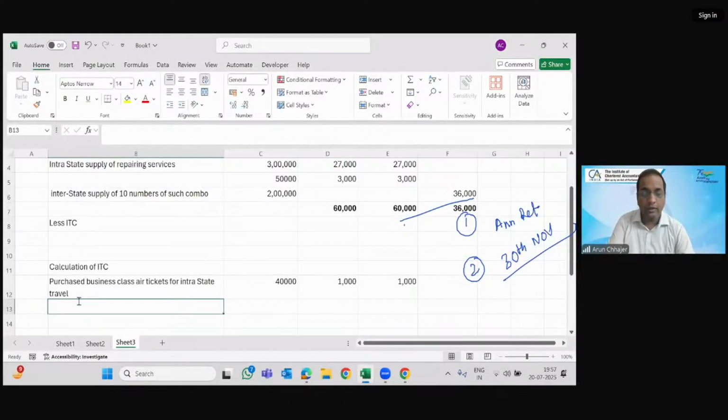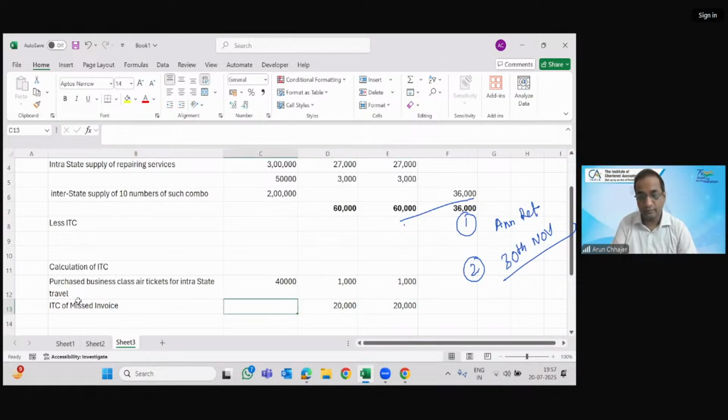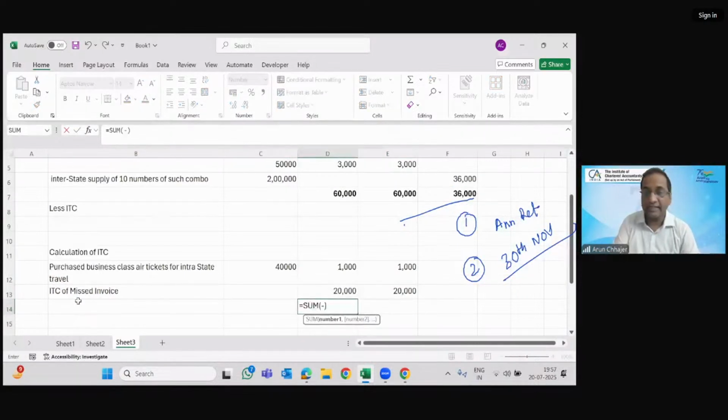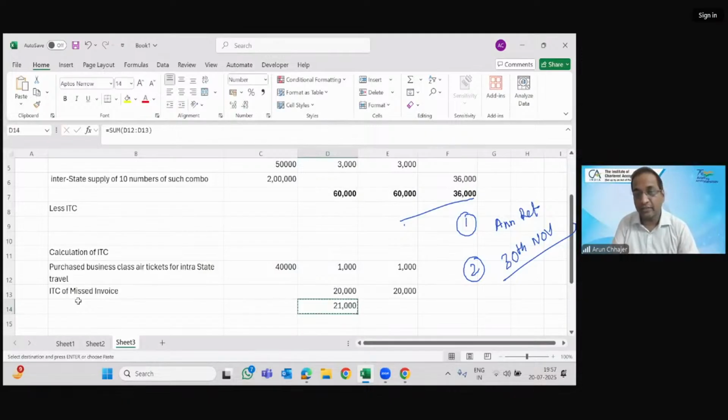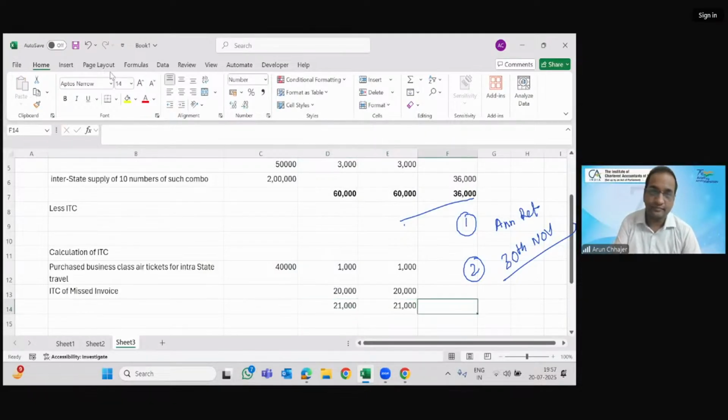So ITC of missed invoice. ठीक है, तो 20,000 and 20,000. So total ITC is 21,000, 21,000. Total ITC is of 21,000, 21,000. बड़ा कम ITC है. He has very lesser amount of the ITC.